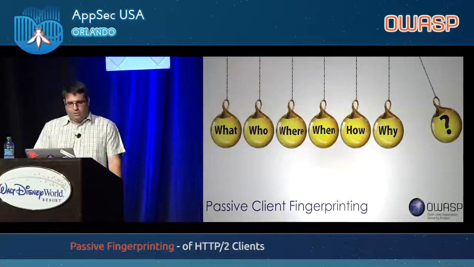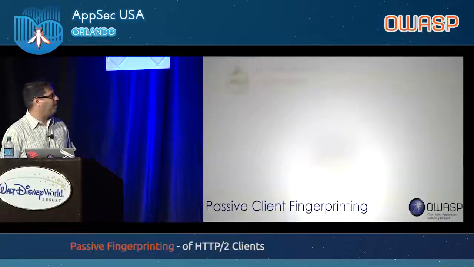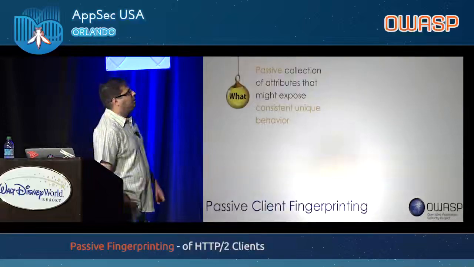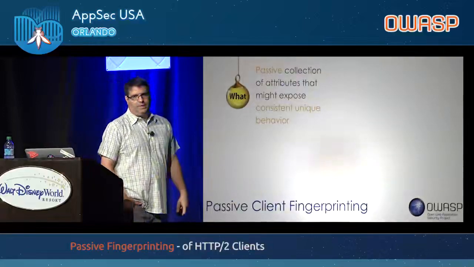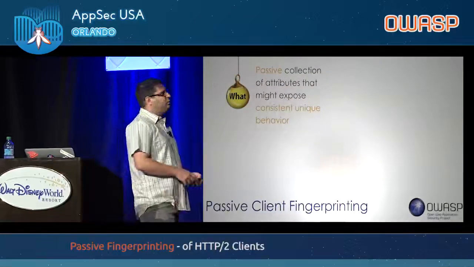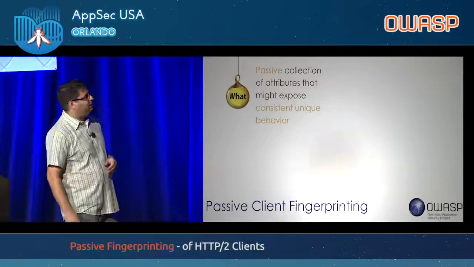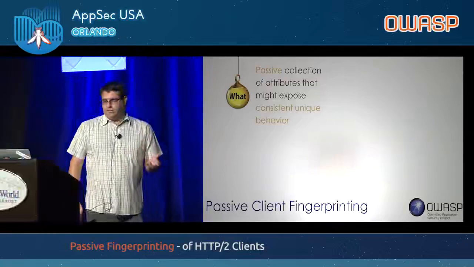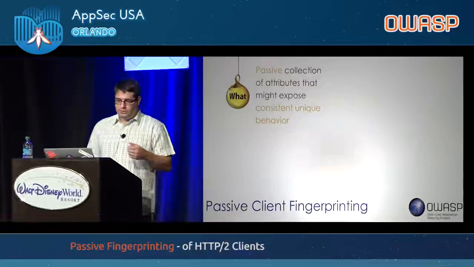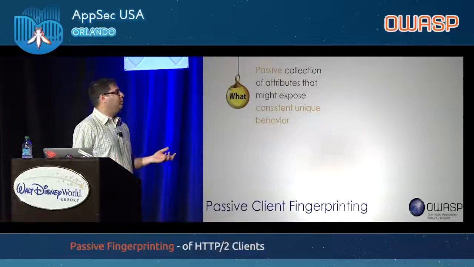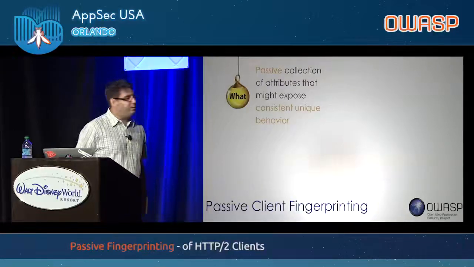So let's talk about passive client fingerprinting. As the name suggests, it's passive, and that means we do not inject anything into the client. We don't run any code in the client. We only observe attributes that the client is sending to us, and hopefully we will be able to expose some kind of consistent, unique behavior.